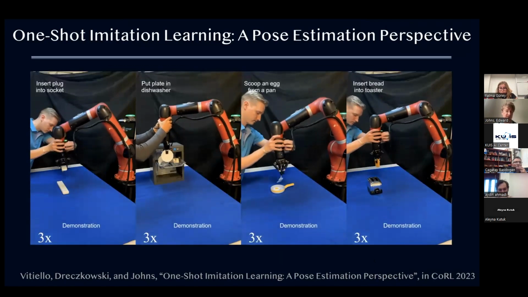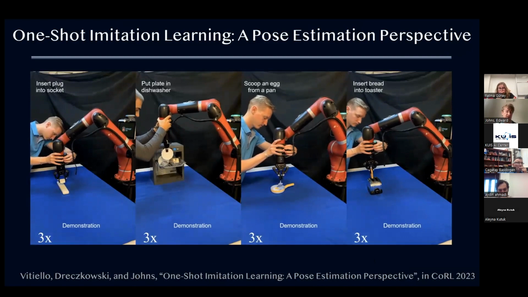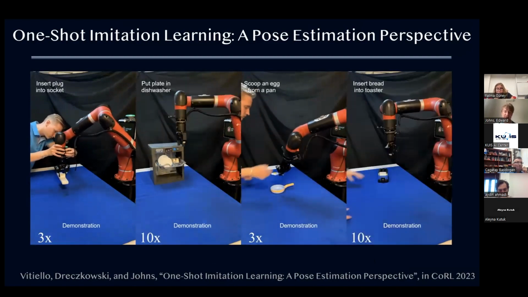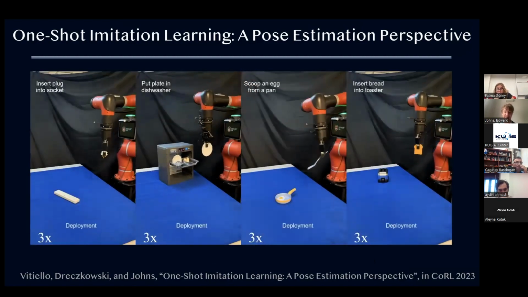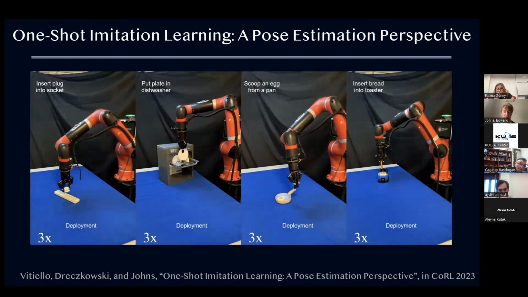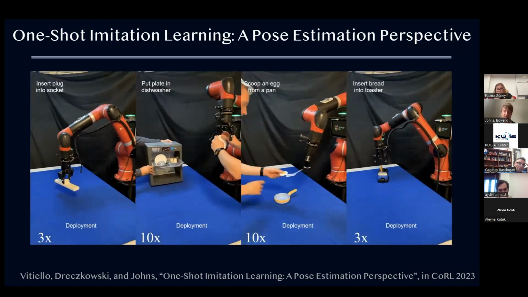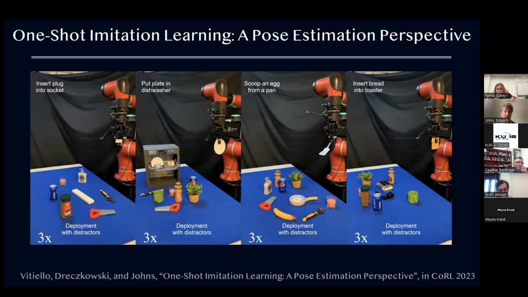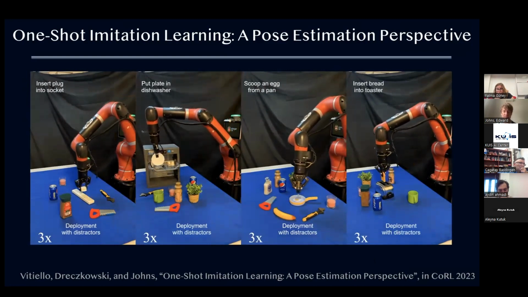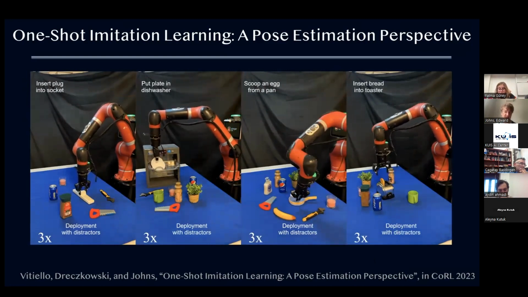And we can deploy that same method across lots of different tasks. So here we have a range of everyday tasks. Each of these uses that same method. We're using trajectory transfer and unseen object pose estimation in order to enable the robot to generalize from the demonstration scene to the testing scene.